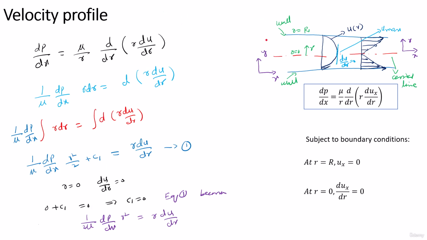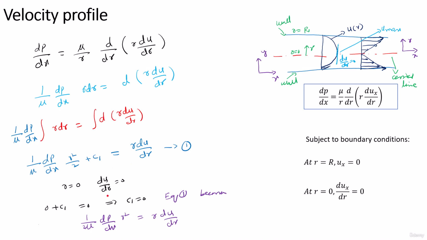Just take a look at this picture, the same picture we have discussed earlier. So r is 0 at the center line, and r is capital R on the pipe wall, and the x and y directions are set in this way. On the center line we have the maximum velocity, and du/dr is 0, and the shear stresses are maximum on the walls and 0 on the center. Okay, so with these boundary conditions, now you have to solve them one by one, okay.